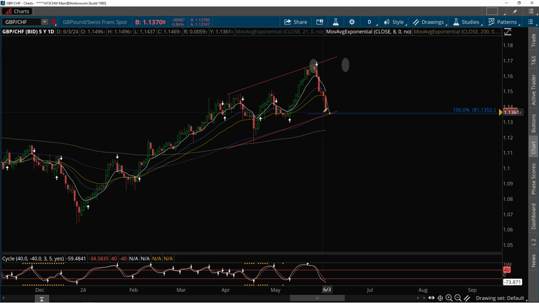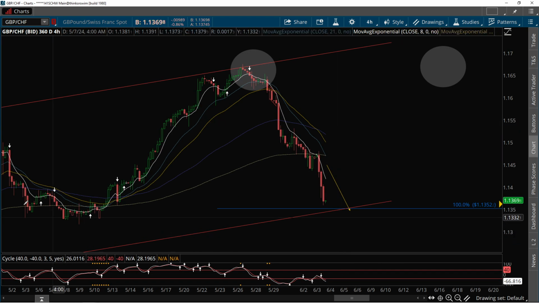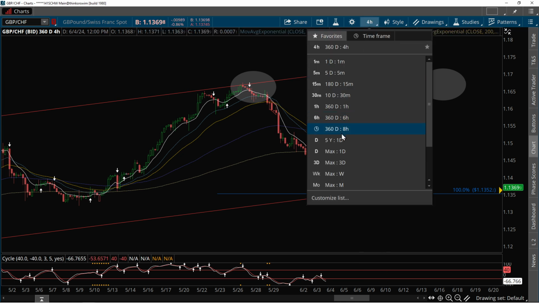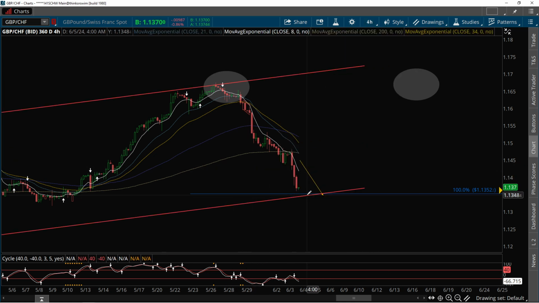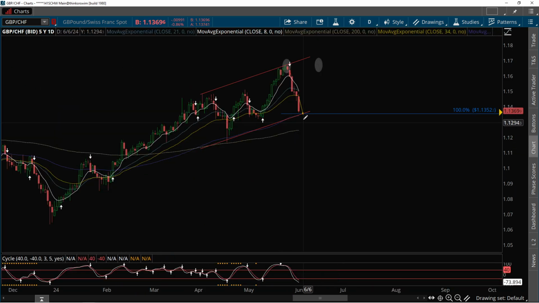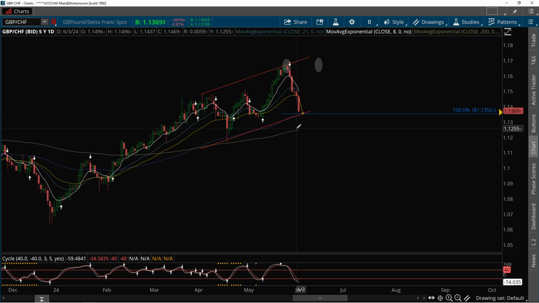Nothing to do right now. 4 hour, yeah, there's nothing really to do. Do you want to buy this 100? I mean, you can, but just calculate your stop. If you're buying the 100, it's hard to calculate your stop because you have potential to run down to the 200, and that would still be a higher low.